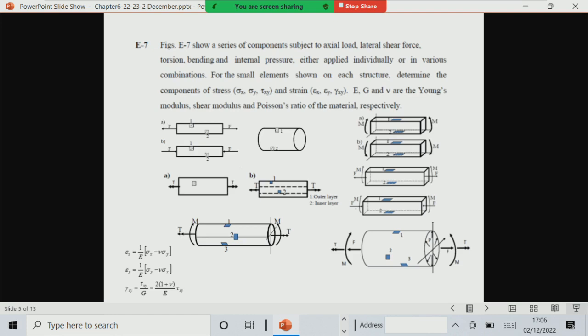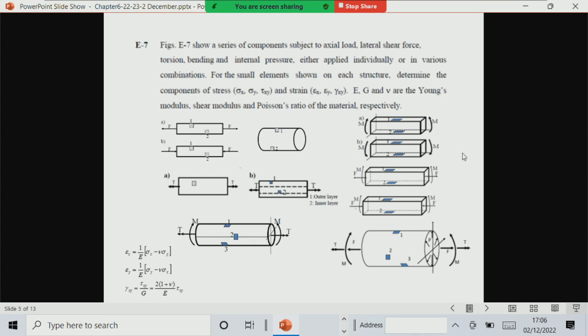So in question number 7, we have different components. They are either subject to one type of loading or subject to a combination of loads. We have a few inspection points selected for us on these components. So the problem is asking us to find the stress values at those points. Once we've got those stress values, then we need to find the strain components as well.